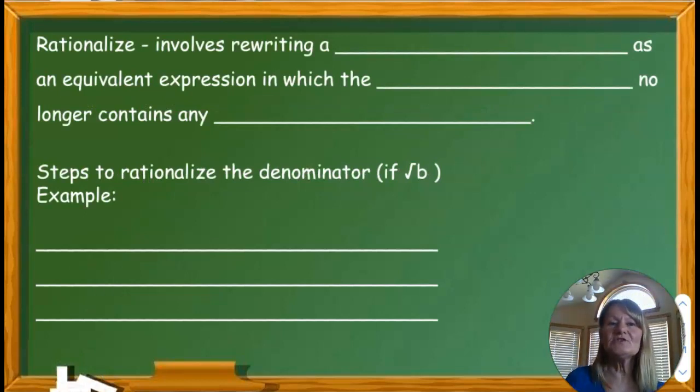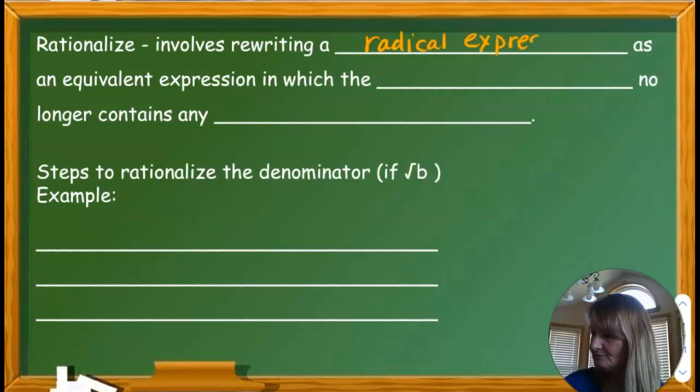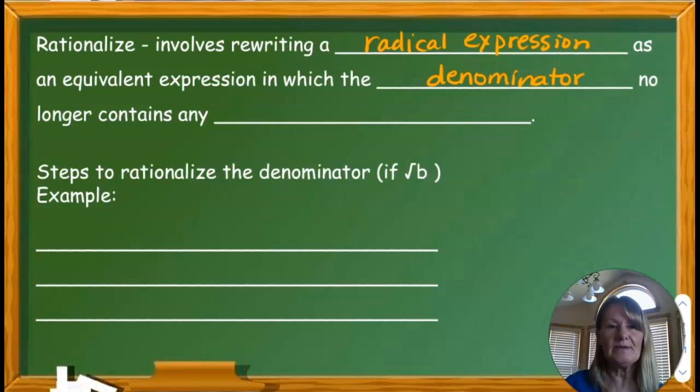Okay, as I said, we're going to talk about rationalizing the denominator. So the question is, what does rationalizing the denominator mean? Well, that simply involves rewriting a radical expression as an equivalent expression in which the denominator, and I want to emphasize the word denominator, not the numerator, no longer contains any radicals. What I mean by that is your numerator can have radicals, your denominator cannot.